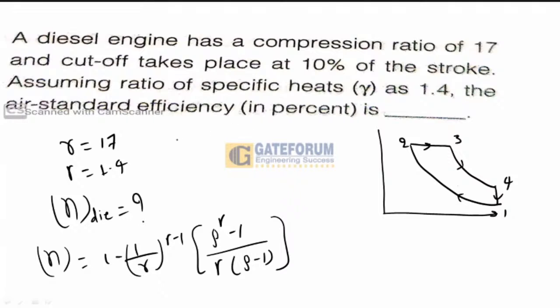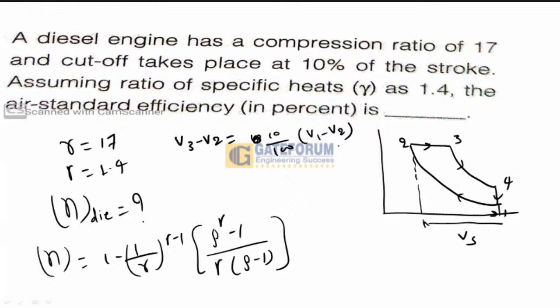So what is cutoff? Cutoff is v3 minus v2. Cutoff takes place at 10% of the stroke volume, so you can write 10 upon 100. What is the stroke volume, my dear friends? It is v1 minus v2. From this point to this point is Vs, the stroke volume. By using this concept you can find all the things very easily.